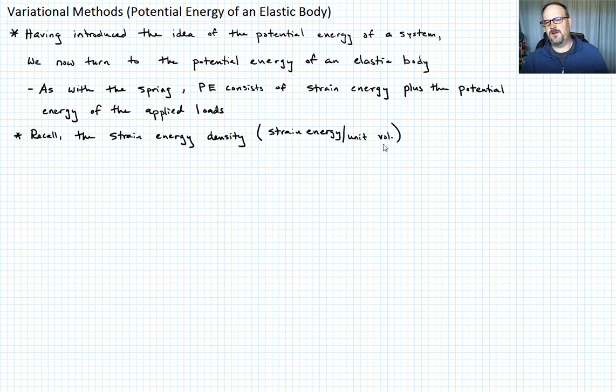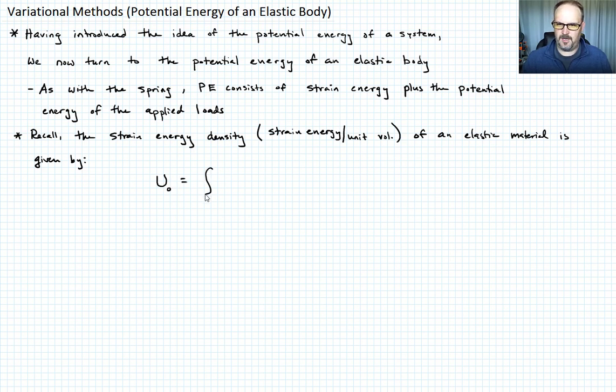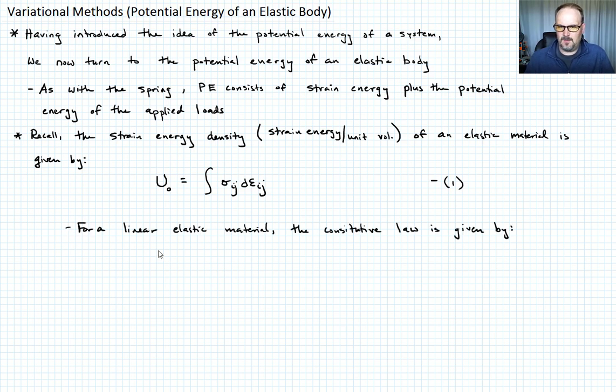Okay, so the strain energy density of an elastic material is given as follows. We define that strain energy density as U naught, and that's going to be equal to the integral of sigma ij d epsilon ij. Let's call that equation 1. For a linear elastic material, we have the constitutive law given by sigma ij equal to C ijkl epsilon kl. Let's call that equation 2.